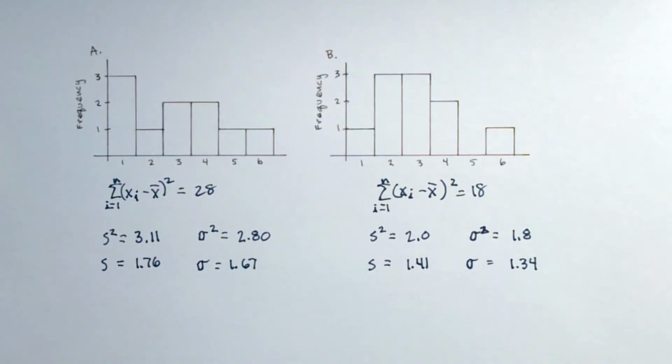Before we move on, let's just briefly return to the graphs of these two data sets and compare them across all of these various measurements that we've just discussed. As we mentioned, the sum of the squares of the deviations was larger in A. It was 28 as compared to 18 for B. And because all of the other statistics, the sample standard deviation, sample variance, population standard deviation, population variance, depend on the sum of the squared deviations, it will be the case that all of those measures are greater in A than in B, which reflects the greater degree of spread in A than in B.